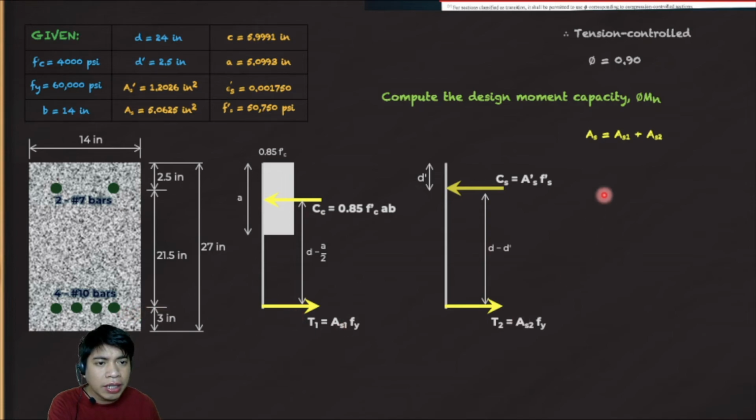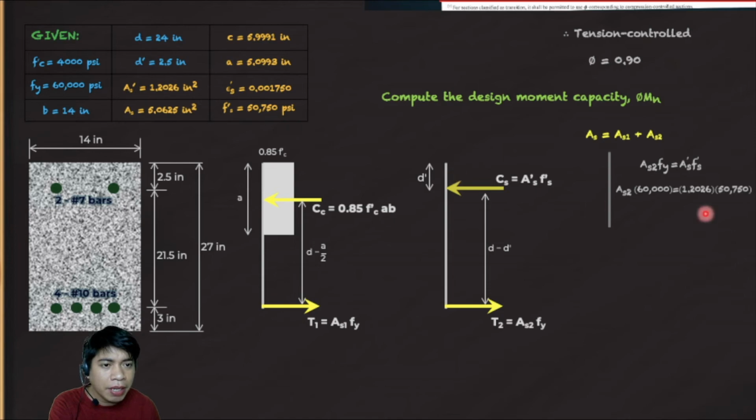So ito na nga guys, yung ating equation na gagamitin para makuha si As1 at saka si As2. Take note that etong T2 at saka Cs ay equal lamang, parang katulad ng T1 is equal to Cc. So ibig sabihin, we can equate As2 Fy at saka As prime fs prime. Gamit ito ay makukompute natin si As2, kasi nga Fy is already given. Yung As prime is alam na natin to, sinolve na natin to kaninang una pa lang ng ating part ng solution.